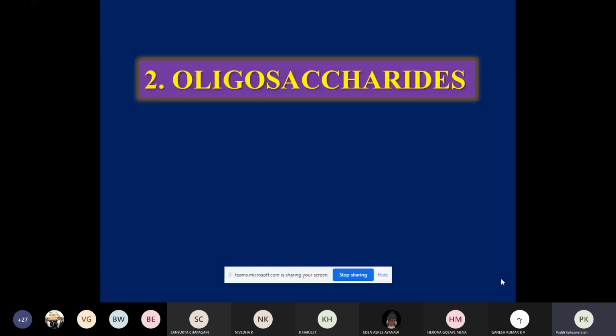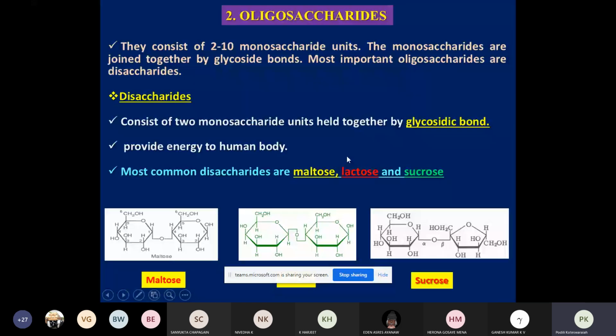Coming to the disaccharides. In oligosaccharides, we have disaccharides, trisaccharides, tetrasaccharides, and so on, depending upon the number of monosaccharide units present. In these disaccharides, two monosaccharide units are held together by a glycosidic bond. You can see here, this is maltose, and the two glucose units are joined by the glycosidic bond.